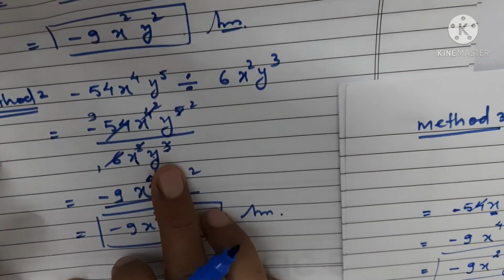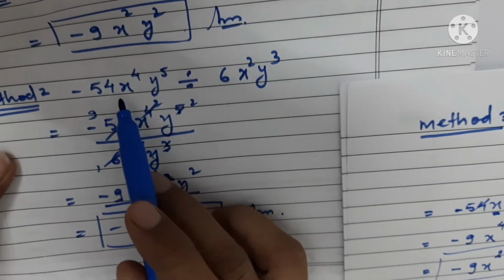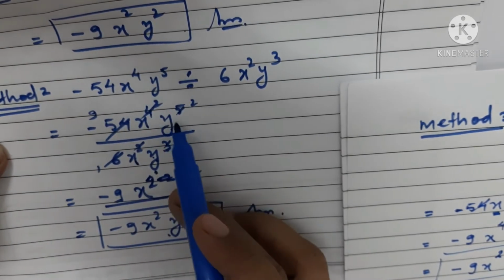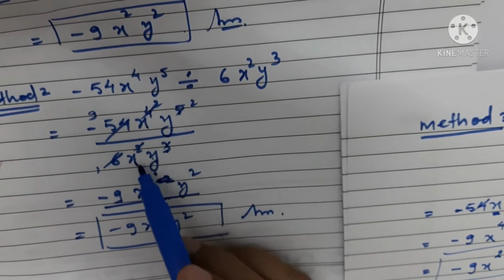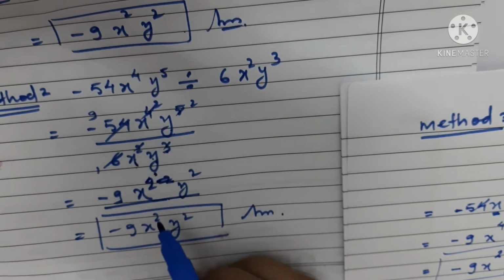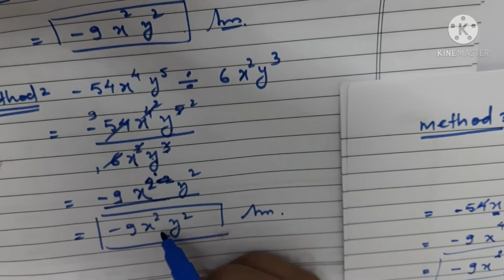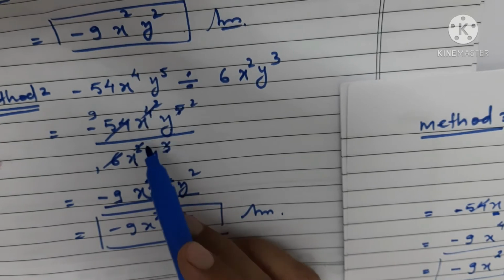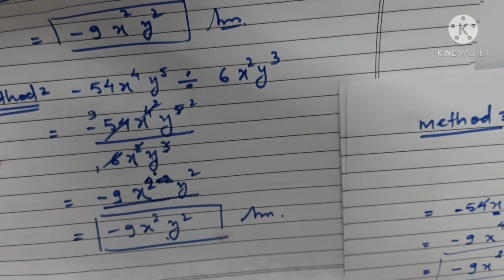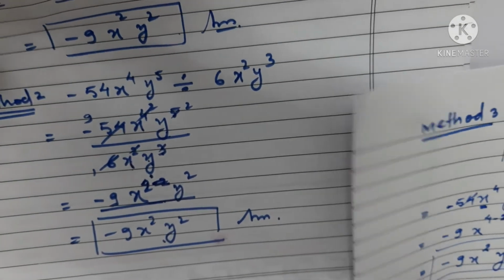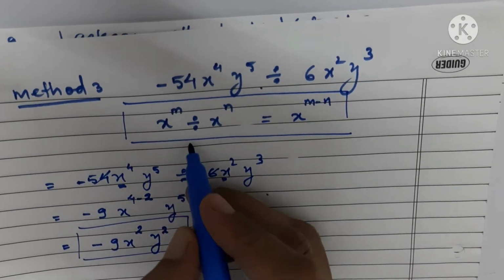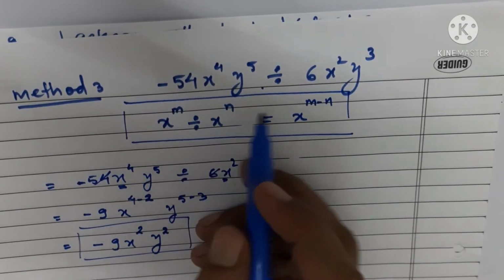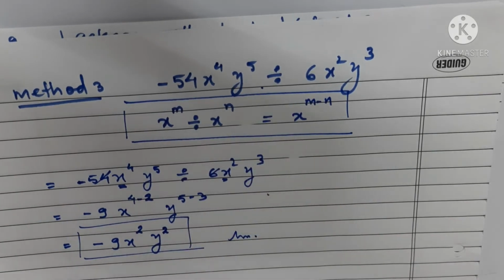In method 2, what we have done? We have just brought this division into the fraction form, and then we have subtracted the powers of the same variables. Or you can say that we have cancelled the same variables with the help of the powers. If 4 is there, here it is 2, so we have cancelled, it is the same as this only, but in the form of division. And in the third one we have applied the law of exponent, where if the same bases are divided, in that case powers are subtracted. So these were the methods.